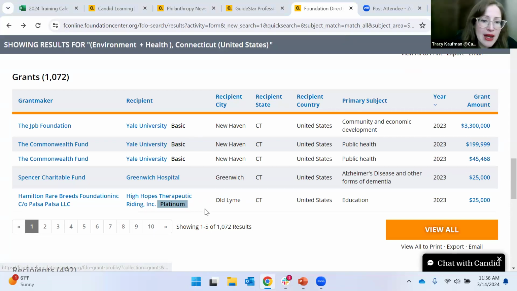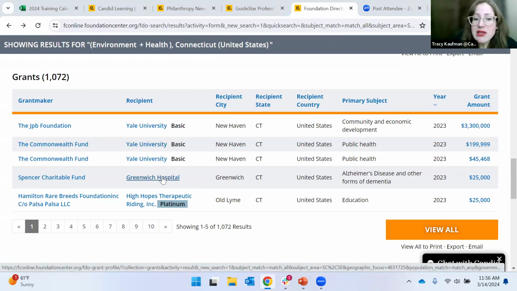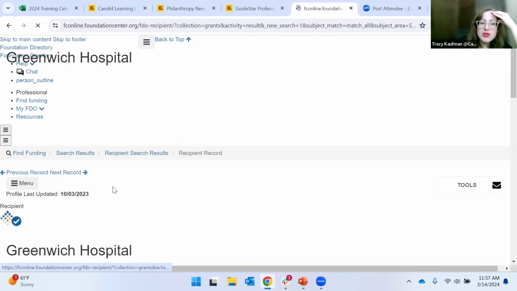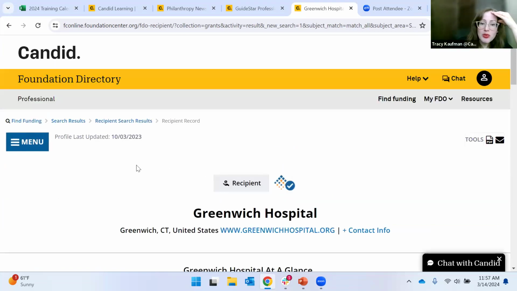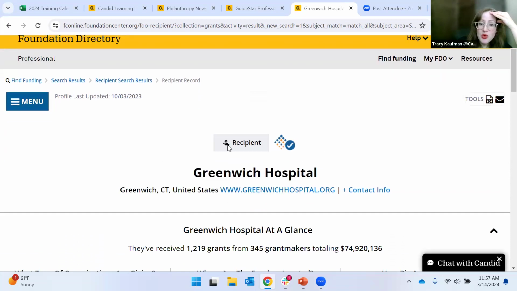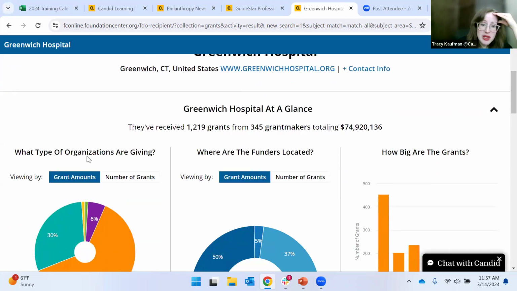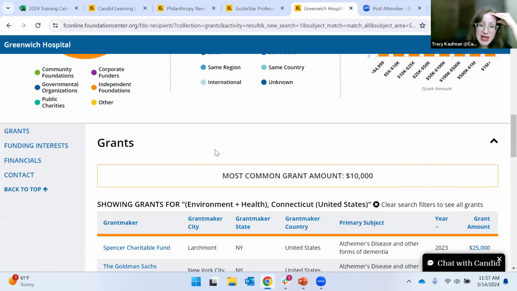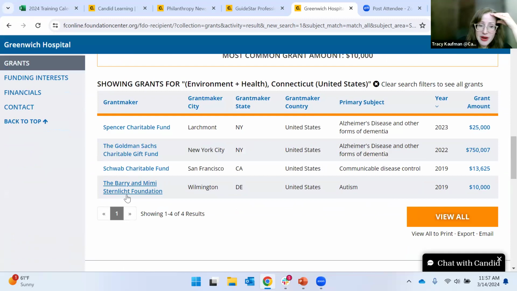Or you can look at other organizations. Like if you wanted to look up the Greenwich Hospital, for instance, and see who has been funding the Greenwich Hospital over the years, so I can get more ideas on who else I might want to approach. The Greenwich Hospital has their own recipient profile. Everybody does, where you can get an idea of how they fund themselves. What grant sizes do they get? What funders are there? And are there ideas of other funders that maybe we want to click on and learn a little bit more about?